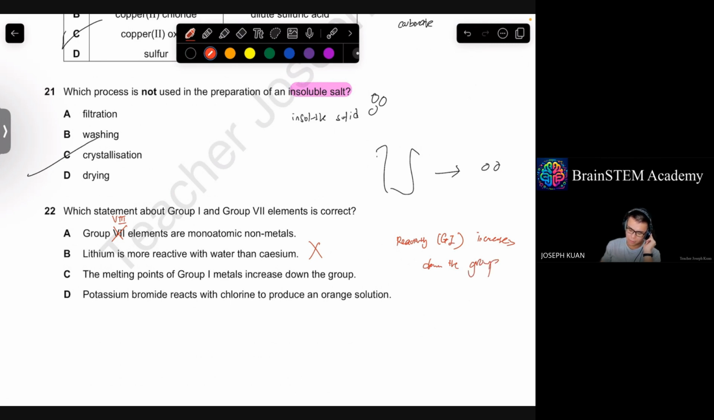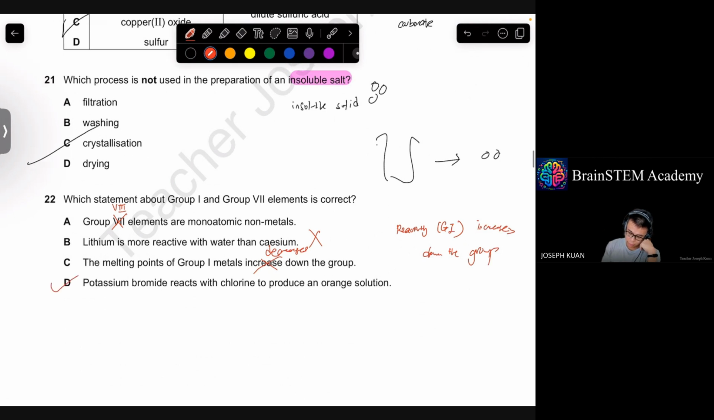C, the melting point of group 1 metals increases down the group. That's also false. For example, francium is a liquid at room temperature and pressure. So actually melting point decreases down the group for group 1. This statement is more suitable for group 7. So the answer is D.